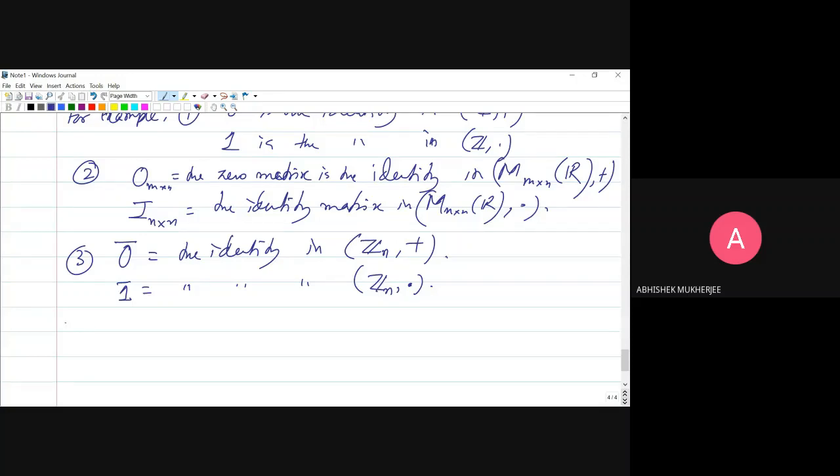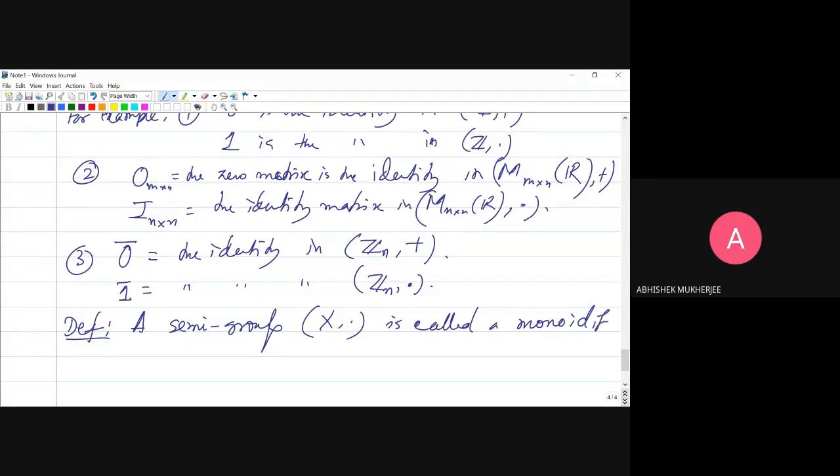So, what is the definition of monoid? A semigroup (X, dot) is called a monoid if it has an identity. Okay. So, a semigroup is called a monoid if it has an identity.